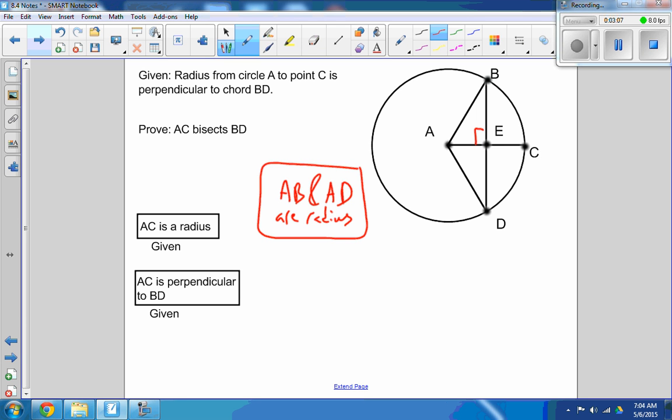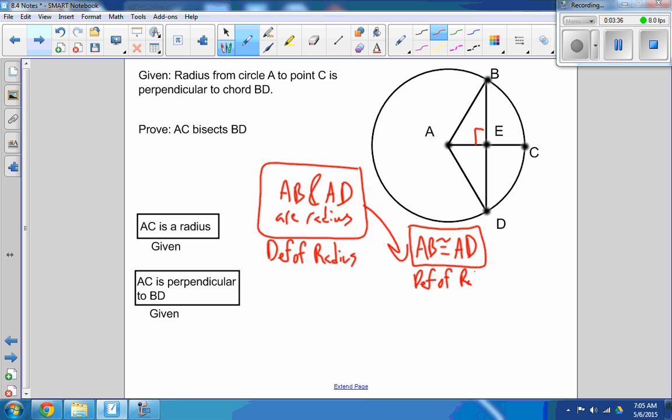So AB and AD are radii, which means I will then be able to say that they're congruent. The reason I say they're radii is the definition of a radius. So given that, AB is congruent to AD, also by the definition of a radius. And then I'm going to say AE is equal to AE. That's the reflexive property.